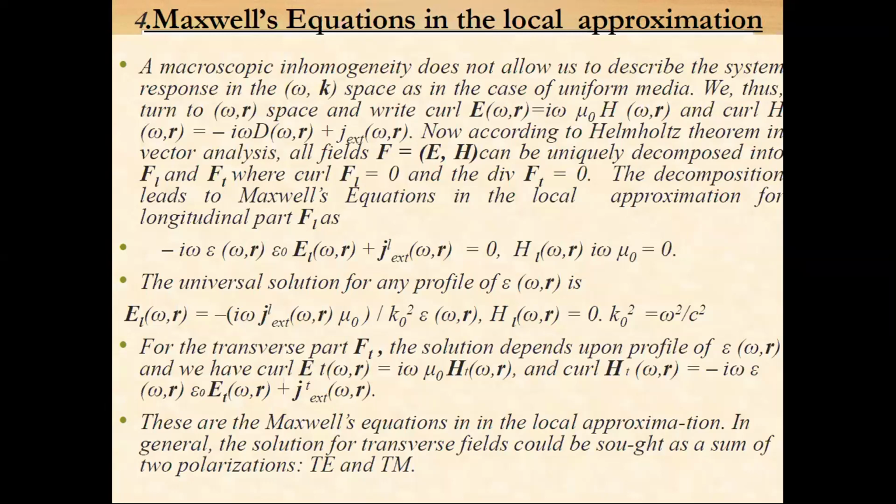But a point has to be made clear. What is the need to go to the Fourier transform? Now, Maxwell's equations in the local approximation, in general, the solution for fields, transverse electric or magnetic field, could be sought as a sum of two polarizations: transverse electric, named S wave polarization, and transverse magnetic, TM, P wave polarization. So with this we go to the next slide.